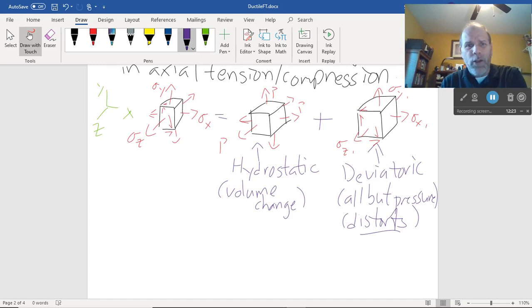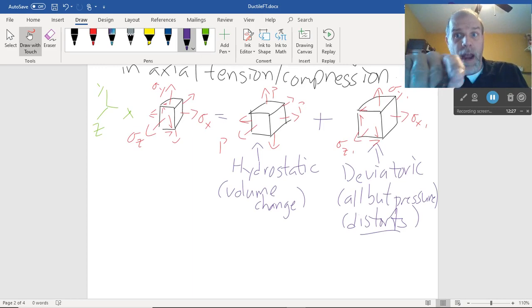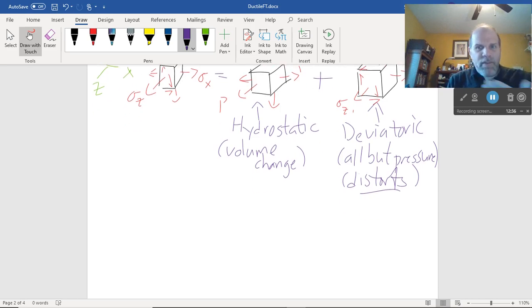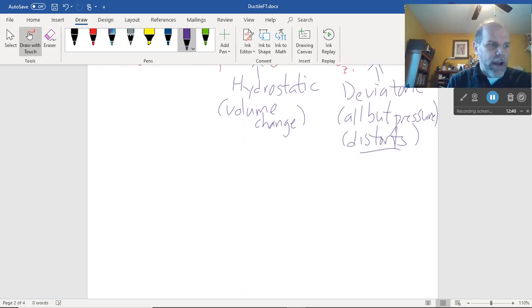I'm just taking P out of all three directions. So really, this sigma y1 is equal to sigma y minus P, and this sigma x1 is equal to sigma x minus P. So, okay, fine, whatever, right? It's just whatever's left when I take out the same from all three directions. The art, of course, is finding what that value is, and there's math for that I won't get into right now.